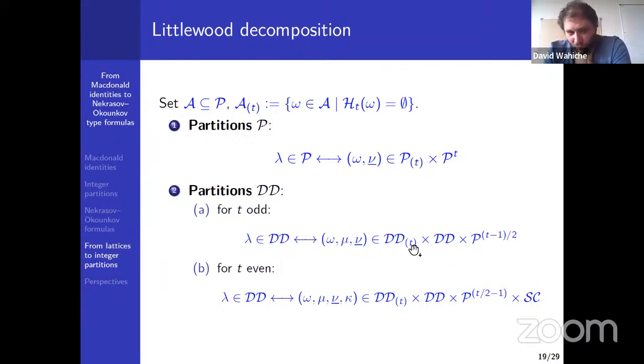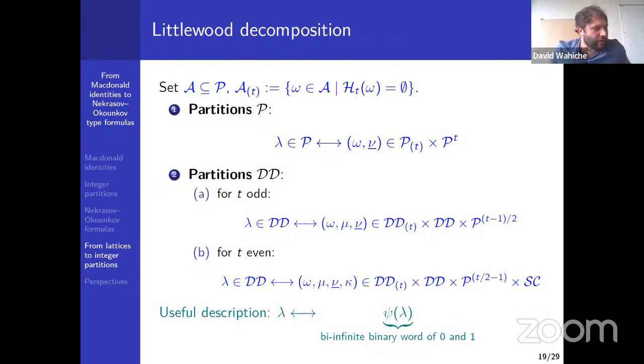So when t is odd, the Littlewood decomposition behaves nicely in the sense that now it's no longer just a pair of a t-core partition and a tuple of integer partitions, but it becomes a triple of a doubled distinct t-core partition, a doubled distinct partition, and (t minus 1) divided by 2 partitions. So t here is replaced with (t minus 1) divided by 2, and this is exactly because of the property of symmetry along the main diagonal. When t is even, the Littlewood decomposition is slightly more complicated in the sense that you have still a doubled distinct t-core partition, a doubled distinct partition, t divided by 2 minus 1 partitions, and then kind of a fixed term appears, which is the self-conjugate one.